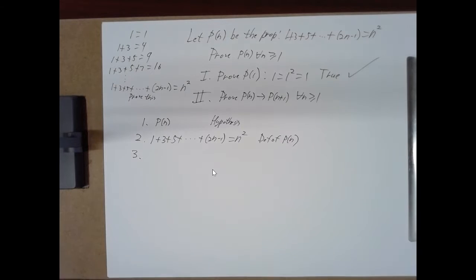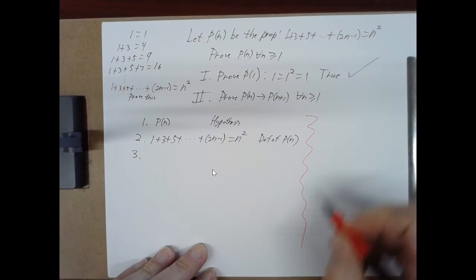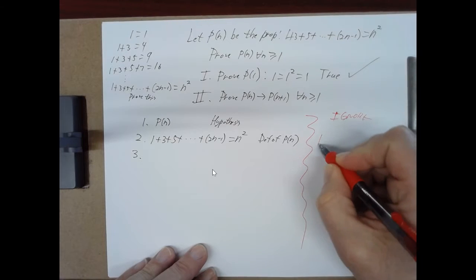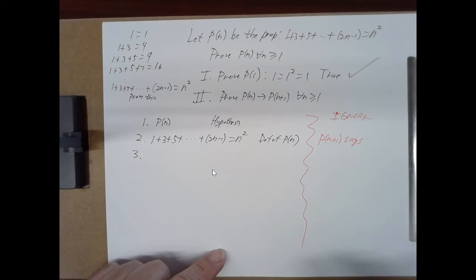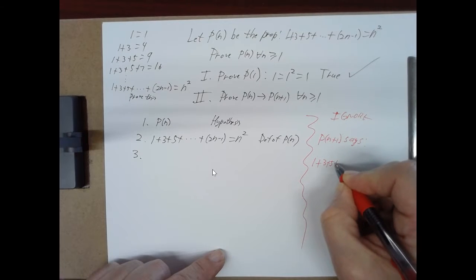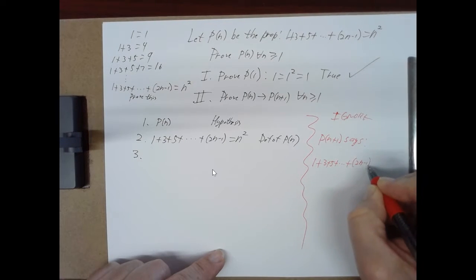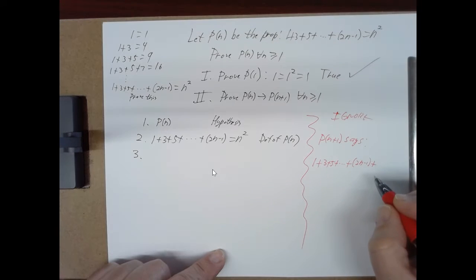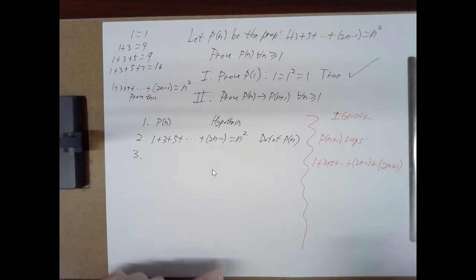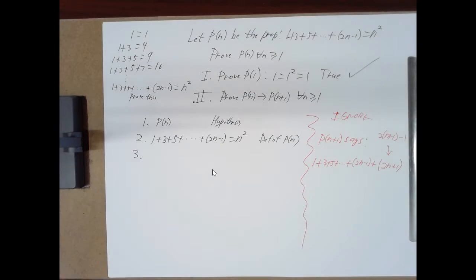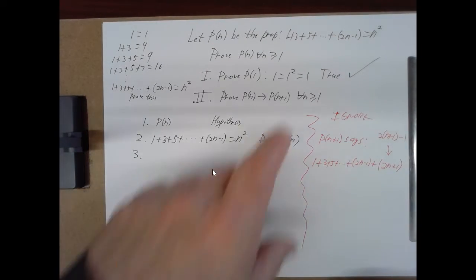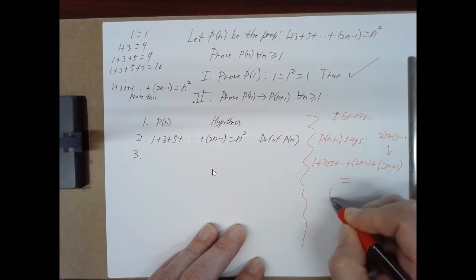We somehow got to get n plus 1 squared. So let's do our ignore section. What's the statement of P of n plus 1? What's the next odd number after 2n minus 1? Which will turn out to be 2n plus 1, but 2 times n plus 1 minus 1 is a better way to do it, exactly. So the left side of P of n looks like this, and the right side is n plus 1 squared.